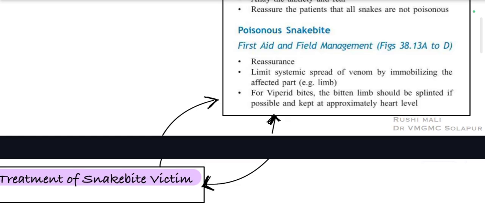Splinted means it should be attached with a support, and it should be checked that the affected limb should not move. Splinting is nothing but providing support so that the limb does not move. I hope you people understood. Maybe attaching a wooden platform to the leg, or maybe a plastic attachment or anything which helps in immobilization of that limb. So if possible, and kept at approximately heart level.